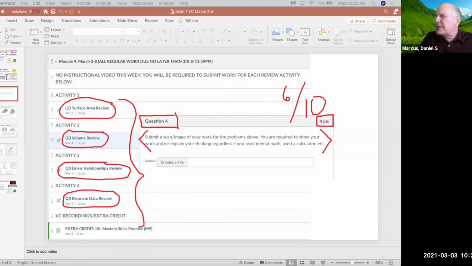Reed, are you in here? No, Reed is not in the session right now, but he emailed me yesterday and said there was no way that he knew how to submit a picture of work from his notebook. Does anyone in the group right now not know how to upload a picture of your work from your spiral notebook? Yes, these are required. These review activities are all required.